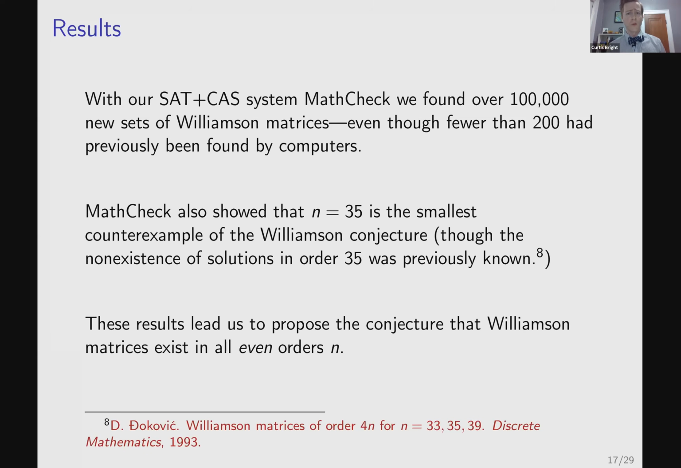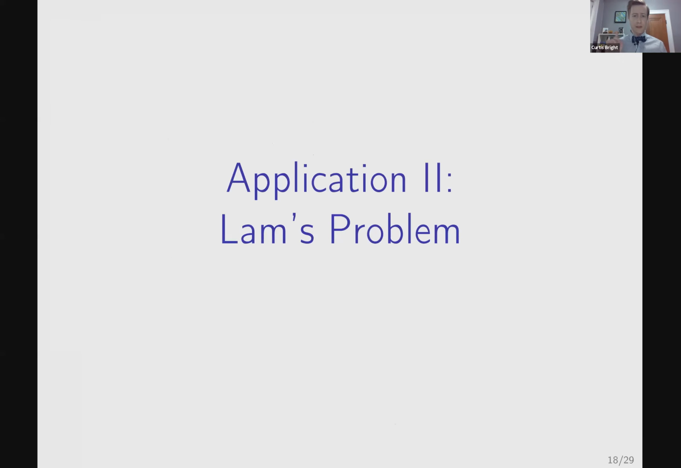So it turns out Williamson's conjecture is false. It was known that order 35 was a counterexample. Not only did we verify this using MathCheck, we also proved that it was the smallest counterexample simply by finding examples in every smaller order. So we know 35 is the smallest. And we've made a new conjecture now that Williamson matrices exist in all even orders. This is still open. It may or may not be true, but we know it's true up to at least order 70. Okay, so that will be the first application.